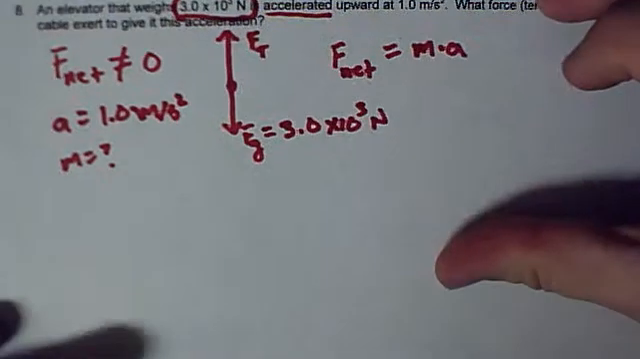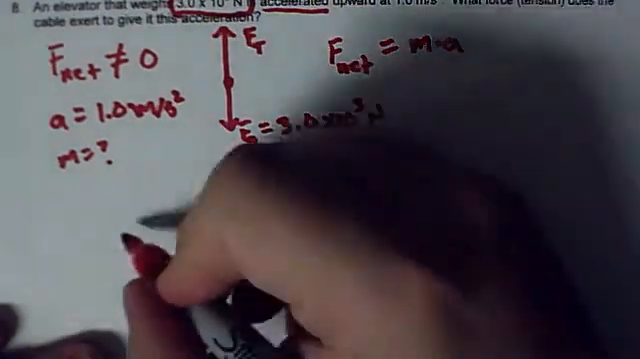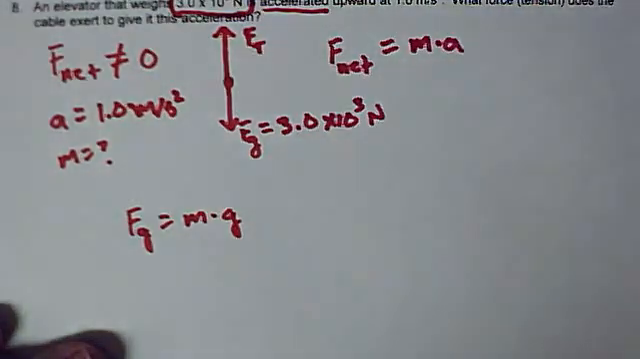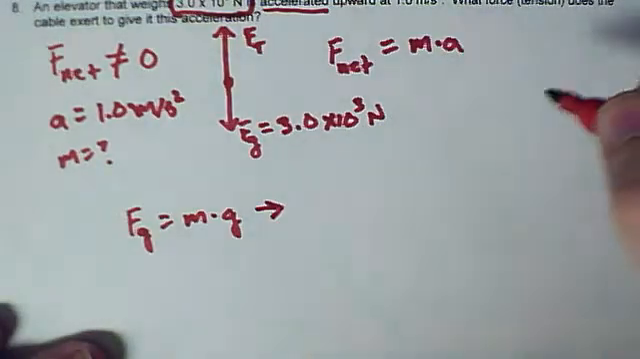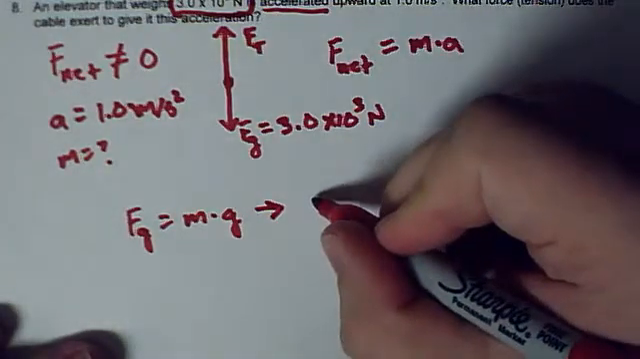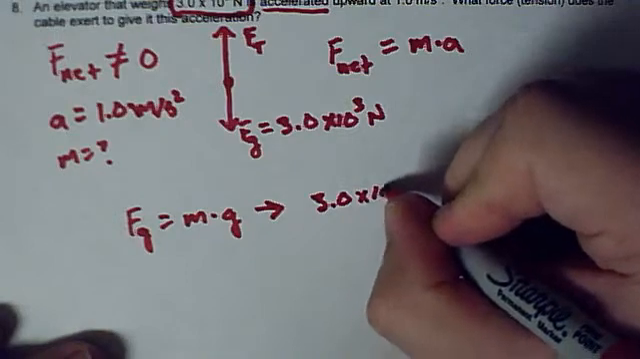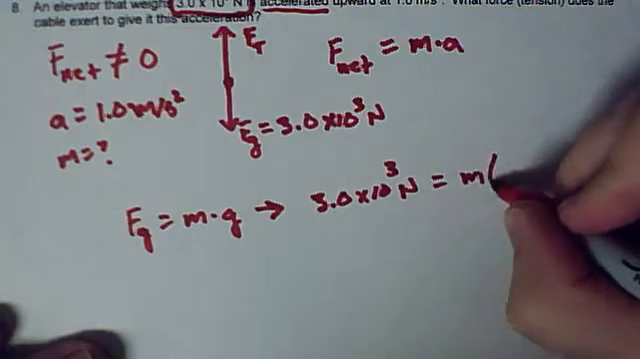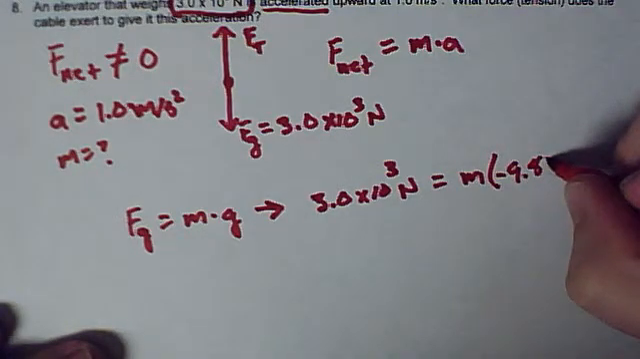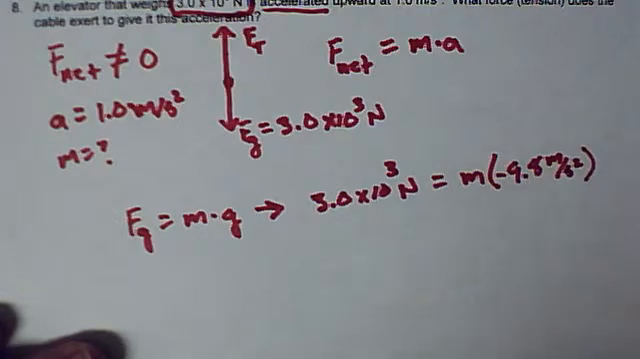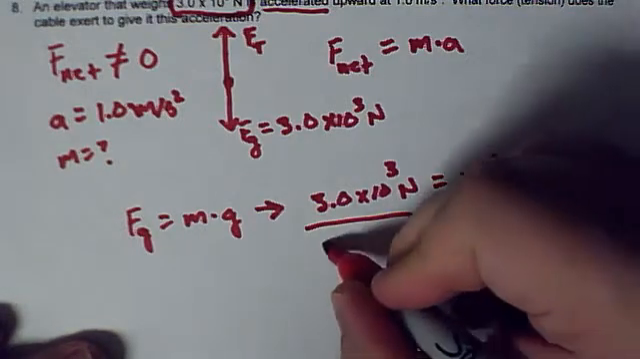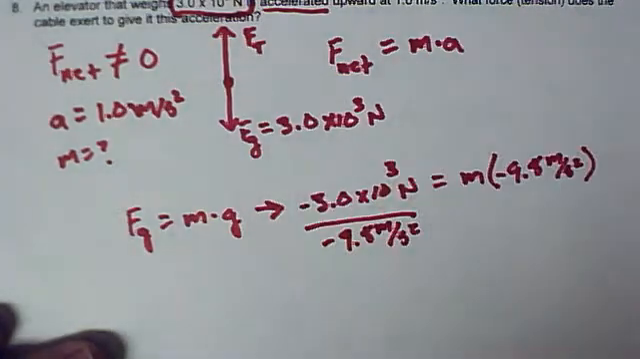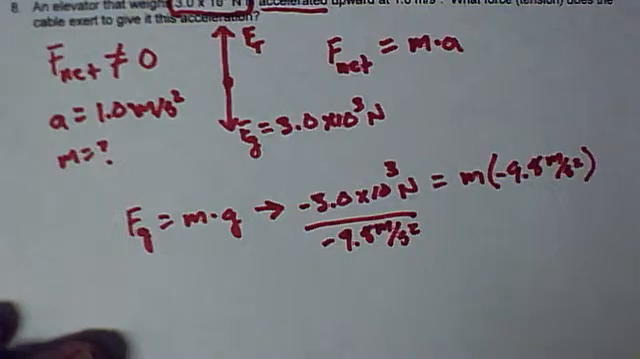And as we've said before on a previous example, your weight is your mass times the acceleration due to gravity. So that means my weight, 3.0 times 10 to the third newtons, is equal to my mass times a negative 9.8 meters per second squared. So I simply divide those by negative 9.8 meters per second squared. And that is a negative because your weight is always down.